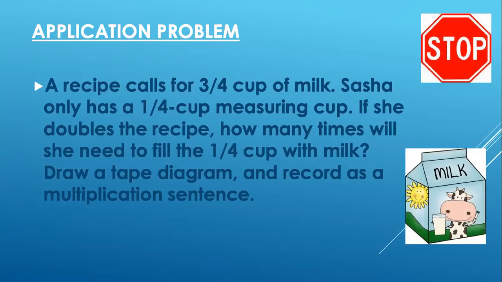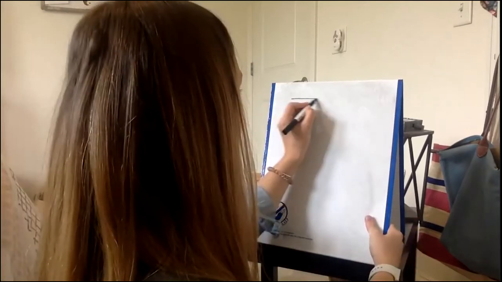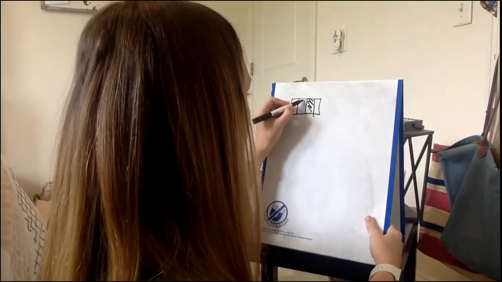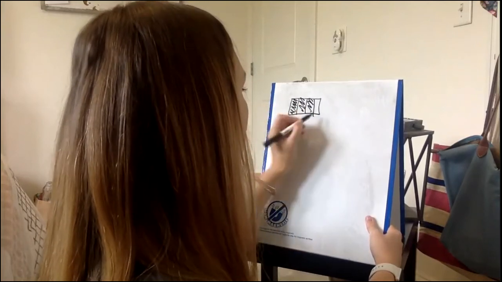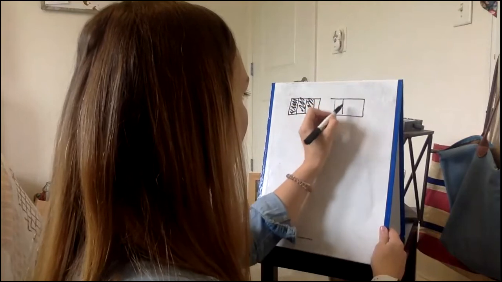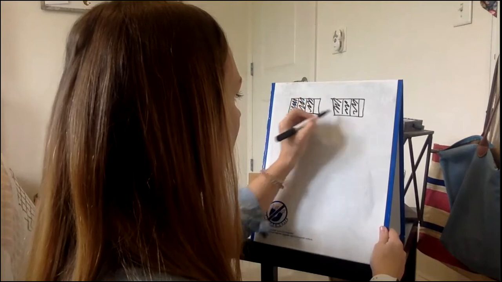All right, so I'm seeing tape diagram in the definition, so I know I'm gonna have to draw a picture. So let's look at this. A recipe calls for 3/4 cup of milk. So I'm going to draw a tape diagram and shade 3/4. That's what the recipe calls for. But it says that Sasha's going to double that recipe. So I'm going to do it again. She needs 3/4 again.